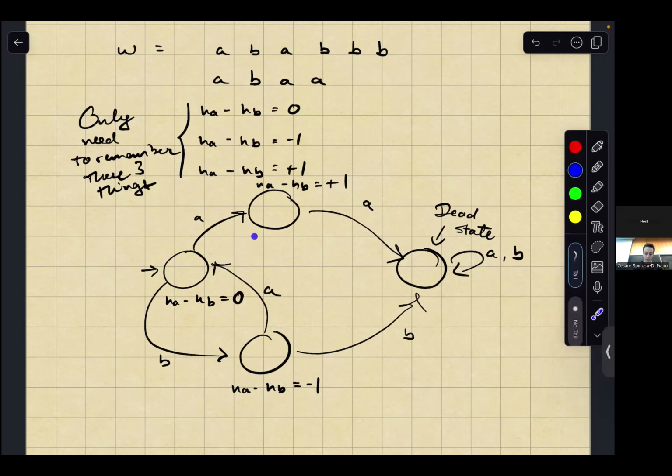And it's the same logic if I'm here. If I'm here, then the NA minus the NB is equal to +1 for the particular prefix that I'm at. Now, if I read an A, then I have an excess of +2 and I just reject. But if I have a B, I have my +1 that's caused by this A. Now, if I read a B, then this +1 goes back down to 0, right? So then I have a B that goes back here.